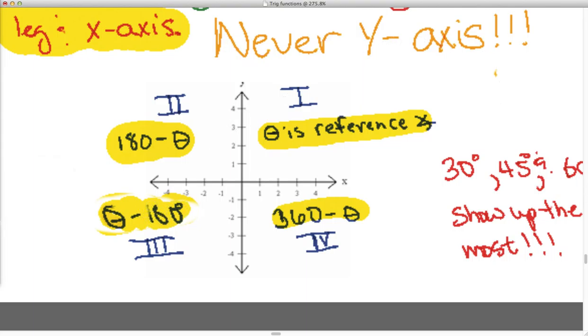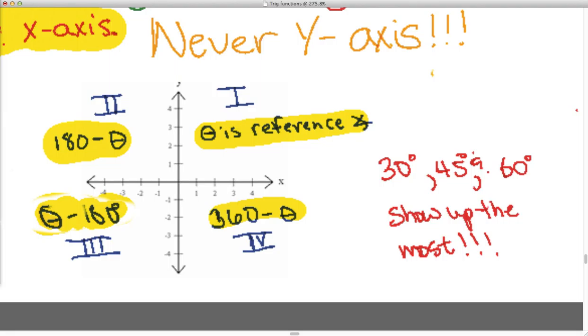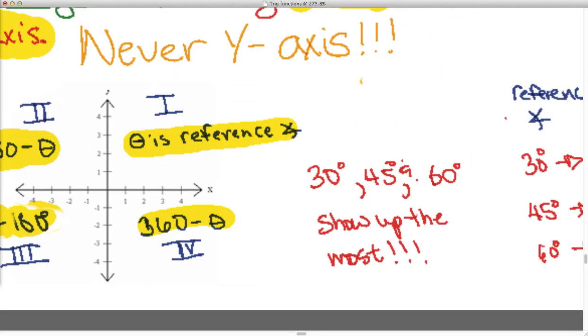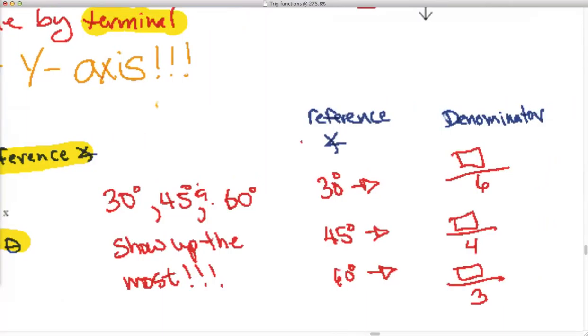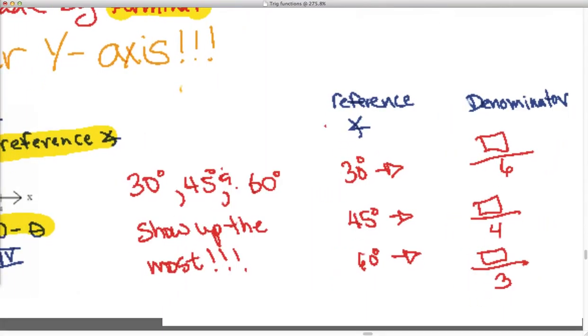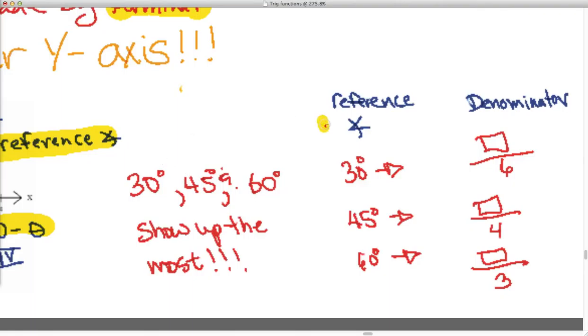So there are certain angles that show up in each quadrant frequently when we're dealing with trig: 30, 45, and 60. Whenever we do that, if you want to save some time, you can remember that whenever we have these reference angles, the denominators are fixed no matter what quadrant we're in. If it's 30, the denominator will always be 6. If the reference angle is 45, the denominator is always 4. And if it's 60, the denominator is always 3.